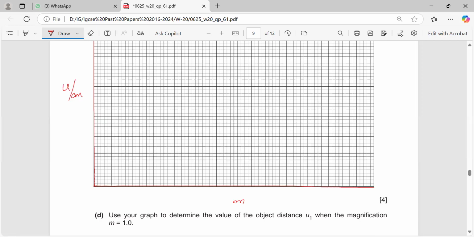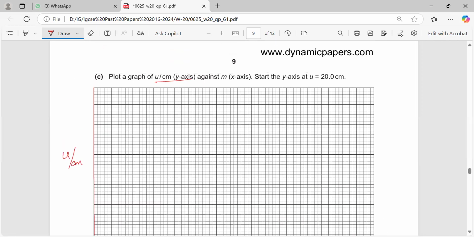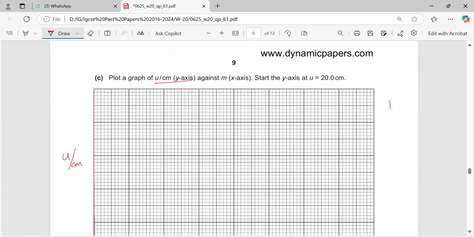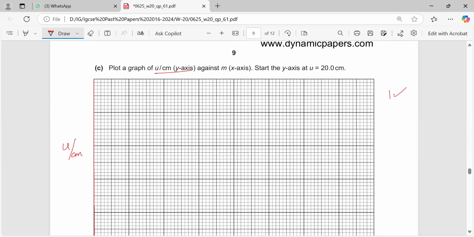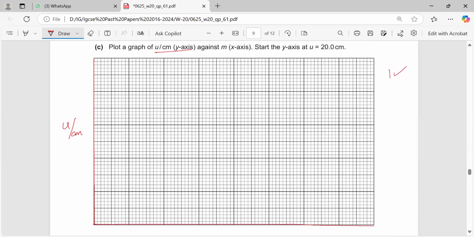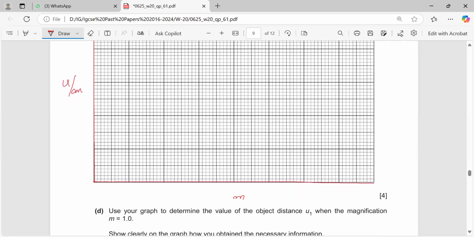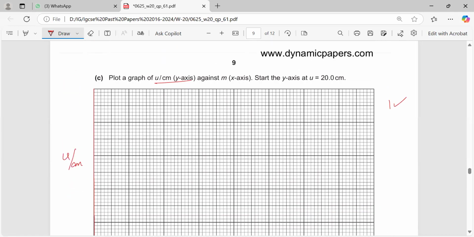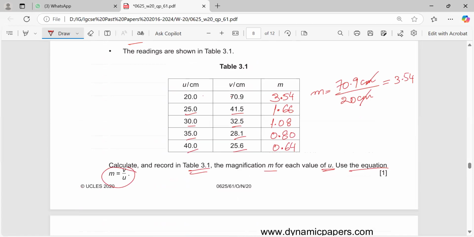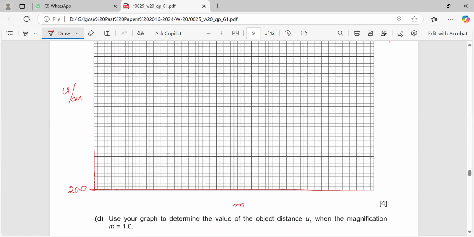Like this, roughly I have done. So now we have to choose a scale. When we have written it like this, our first mark is the scale. Start the y-axis at U equal to 20. We are forced to start at 20. Then we have values for U from 20 to 40. So see how I will be choosing these numerical values.